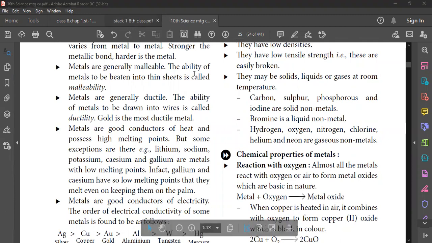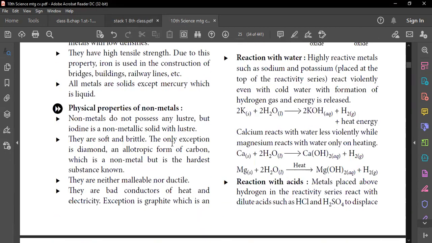Then shall we discuss the chemical properties, and the physical properties of non-metals here itself? Yes, sir, it is exactly opposite. Exactly opposite, but some exceptions are there, right? That is important. The first one is luster. Non-metals do not possess any luster. What is the exception? Iodine. Or even diamond.